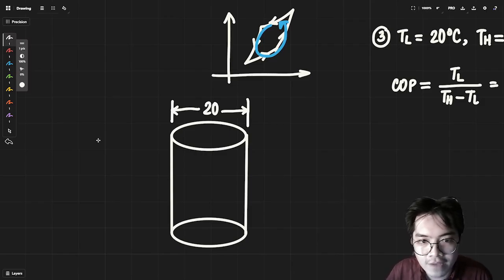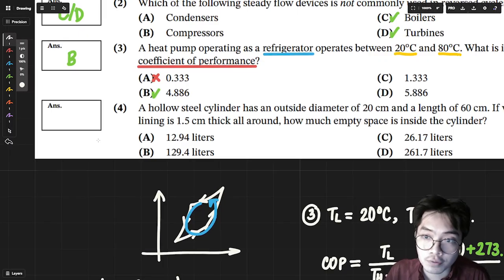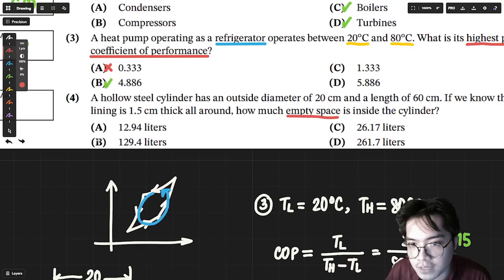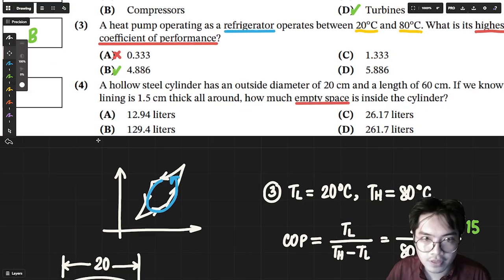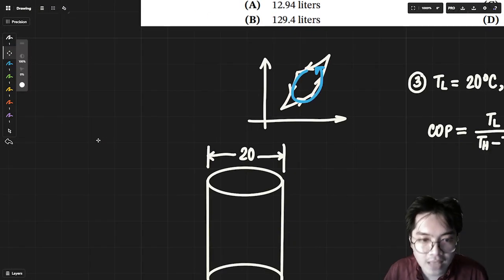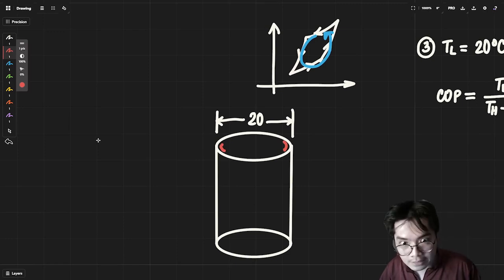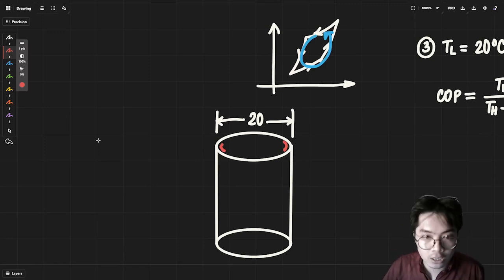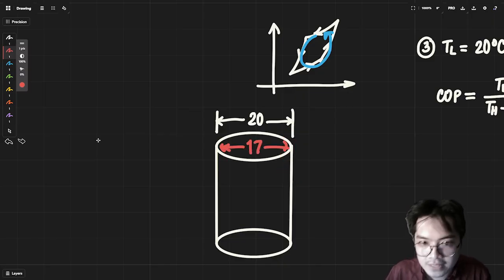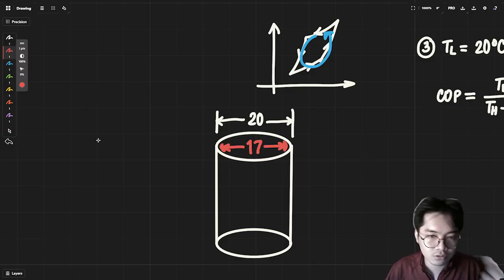The thing about this 20 value is that we are not looking for 20. Instead, we are asking for the empty space. How much empty space is there inside the cylinder? There is a steel lining and this is an outside diameter. That means there is a steel lining of 1.5 on each side. So the inside diameter, the actual empty space, will be 20 minus 1.5 minus another 1.5. That is going to be 17. That's the actual value you should use as your diameter.